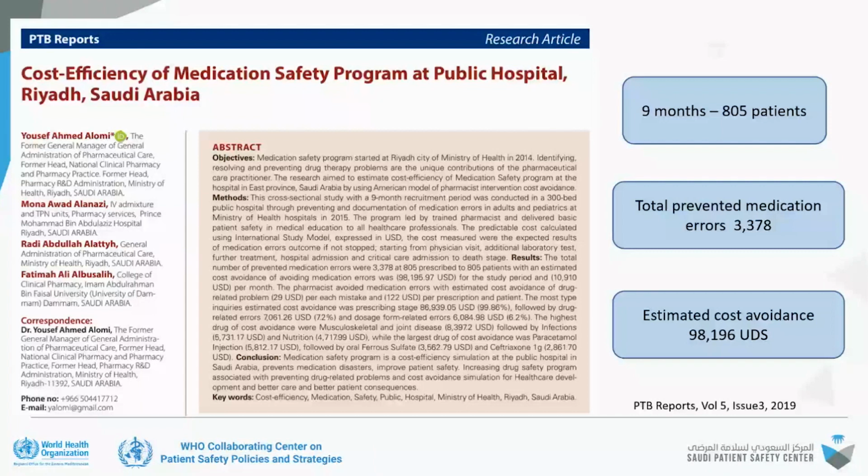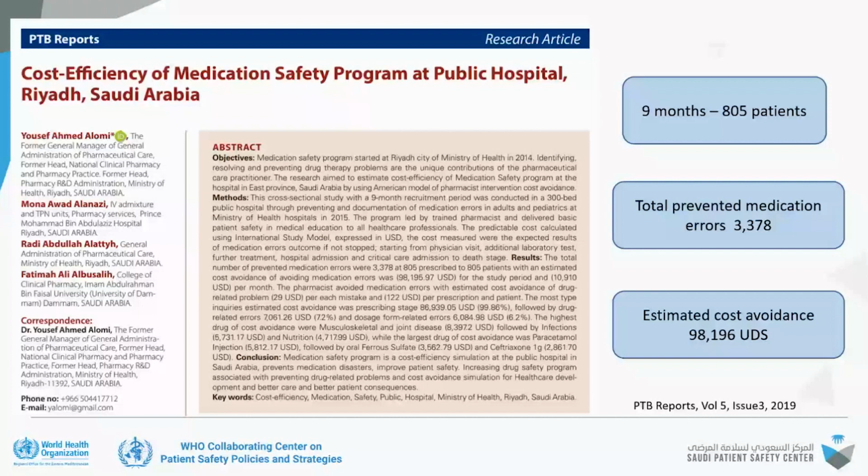This is the same study we have done, and that one gave you an exploration of the analysis of general medication errors. We calculated what the cost impact is, because this is very important to hospital administration. Tell them how much the pharmacist can prevent and how much you can convert it into cost avoidance. In that hospital, with the same study, we estimated the cost avoidance over 9 months at almost 98,000 US dollars within 9 months.